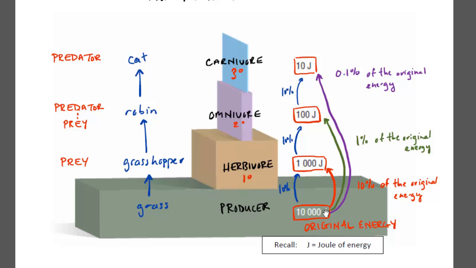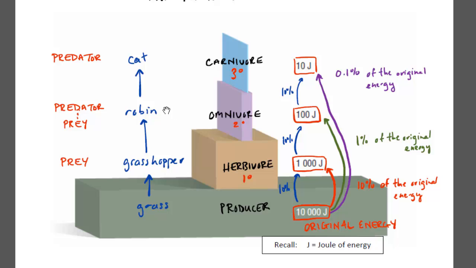So let's say we start off with 10,000 joules. Remember that joule is a unit of energy that we learned about in the electricity unit. This is the amount of original energy found in this particular producer. So let's say we had grass as our producer. Then let's say the grass gets eaten by a grasshopper, so that would be a herbivore.